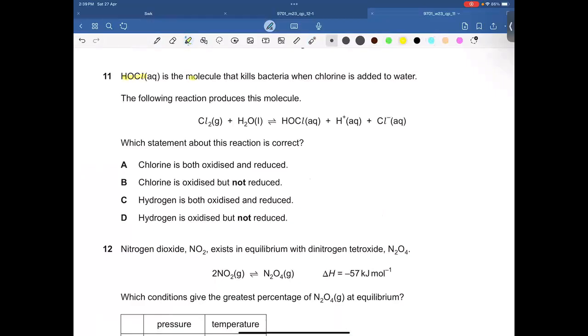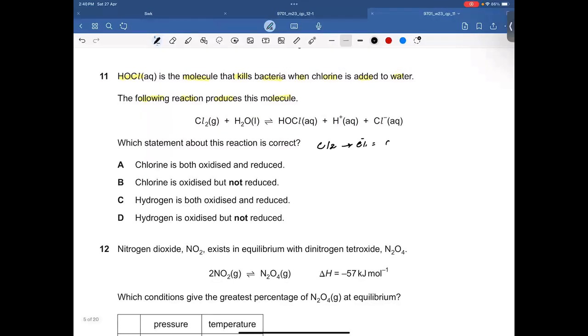HOCl, chlorous acid, is the molecule that kills bacteria when chlorine is added to water. The following reaction produces this molecule. Now, in this equation, Cl2 is converting into chloride ion, as you can see in the equation. So chlorine molecule has an oxidation state of 0 and chloride ion has a charge of -1. So it's basically the decrease in oxidation state, and therefore it is basically the reduction process. Okay. So in this reaction, chlorine is getting reduced.